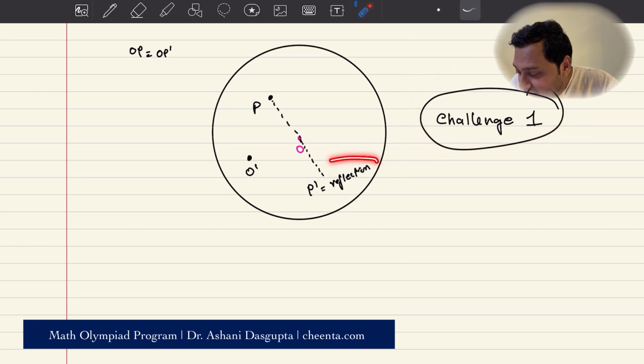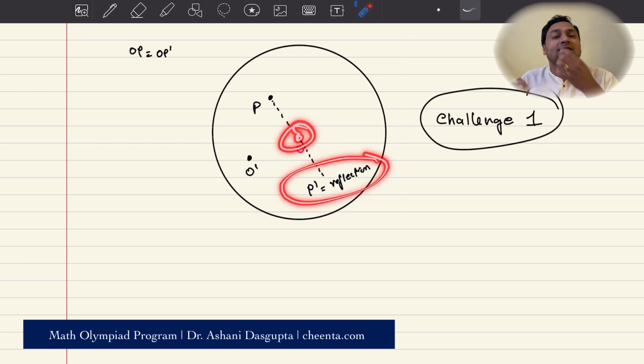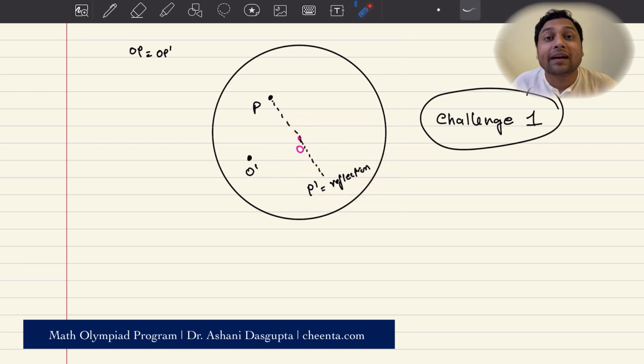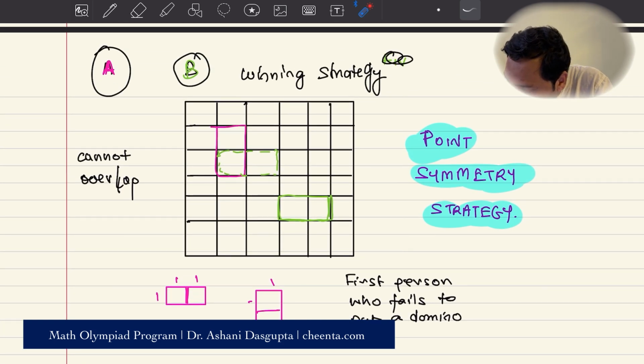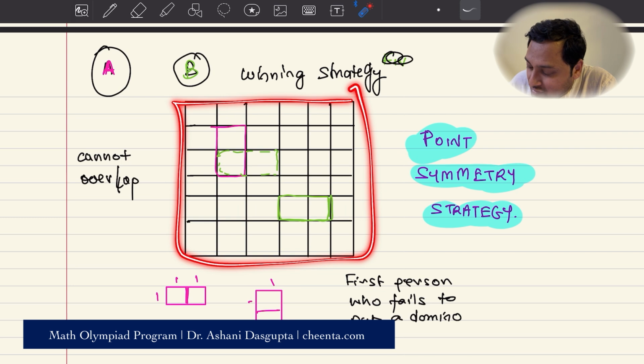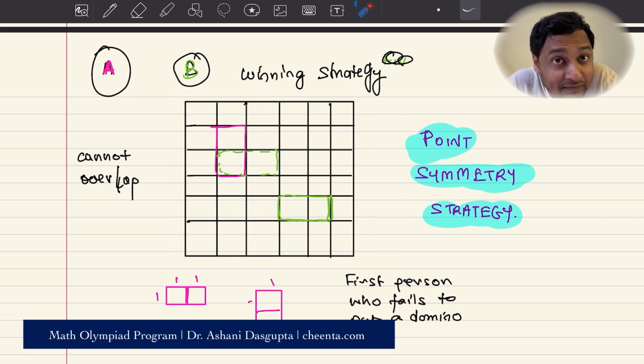So this point of symmetry, of course, is the center point. You reflect everything, you get the board back. The same thing is true about this 6x6 grid. The center point is this one.